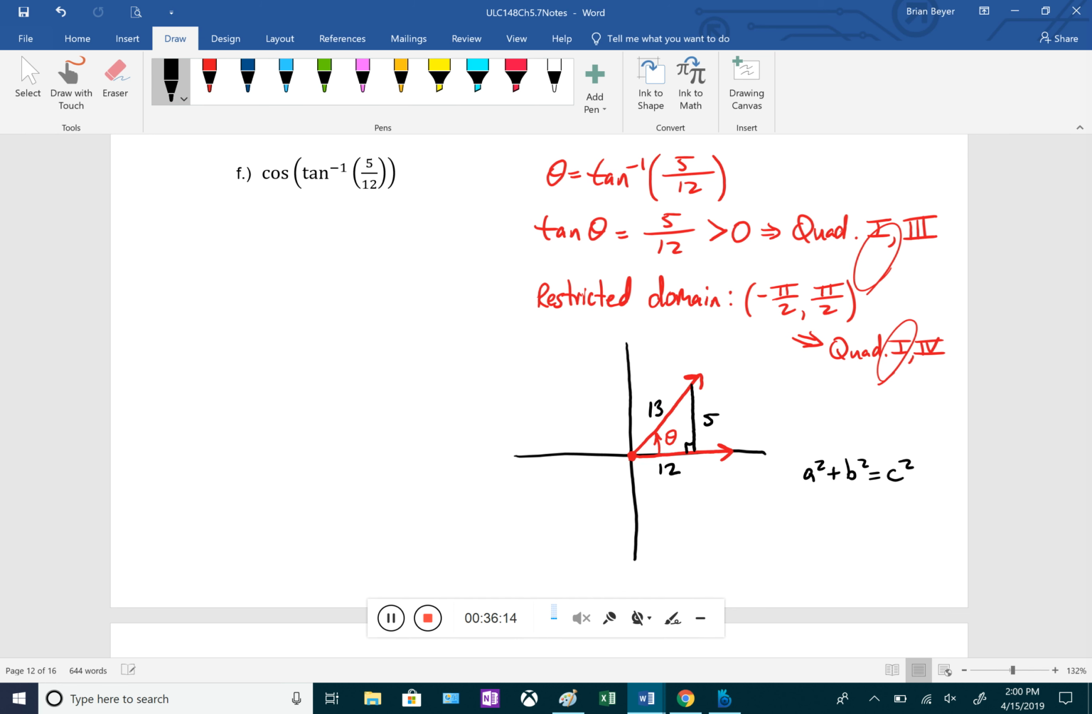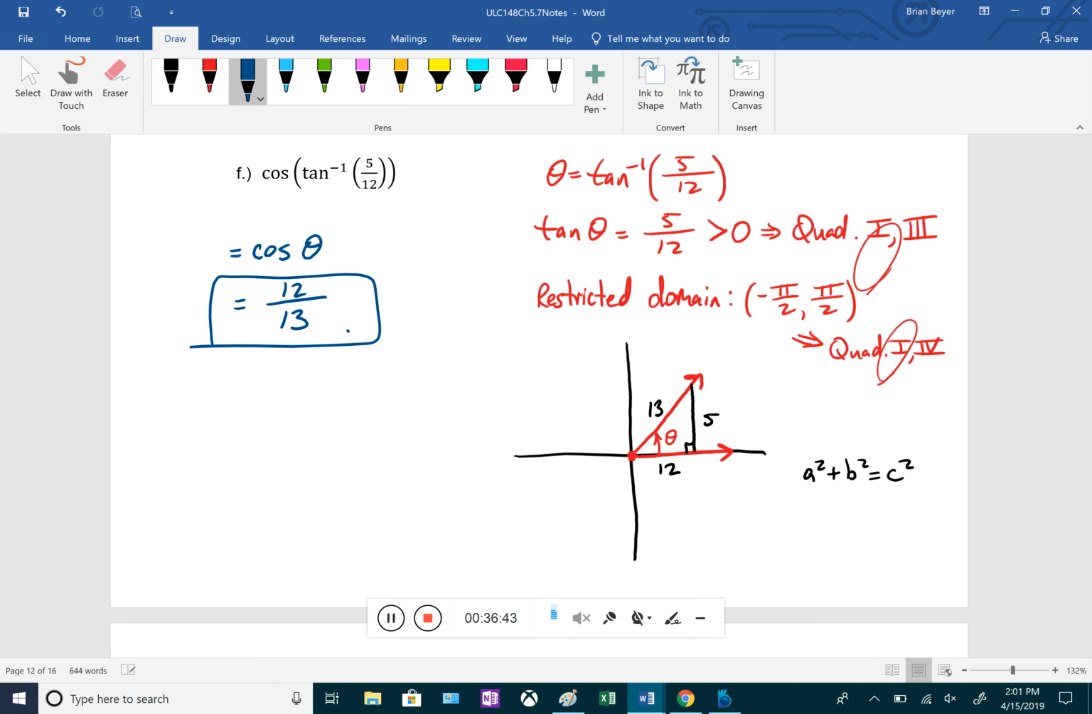Okay, so now that we have this triangle, to answer our question, it's actually very easy. Now we are looking for cosine of theta, because we said tangent inverse of 5 over 12 equals theta. Now that we have this triangle drawn out, all we have to do is read off the adjacent over hypotenuse side, which is 12 over 13. So cosine of tan inverse of 5 over 12 is 12 over 13.